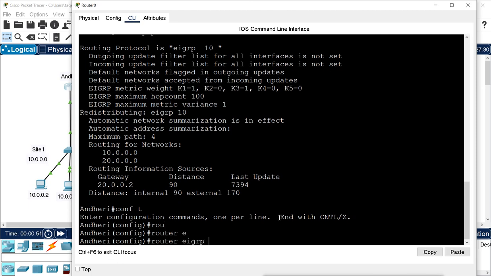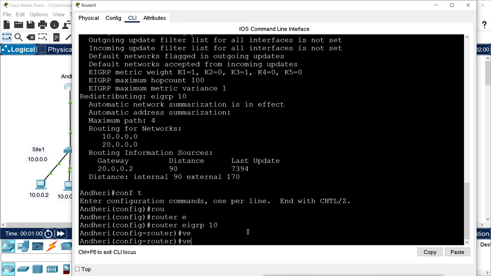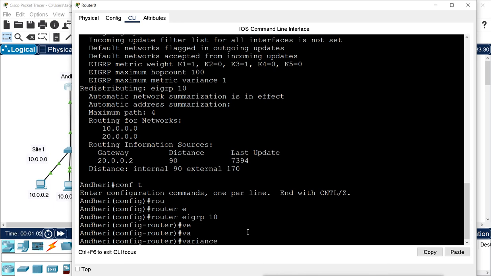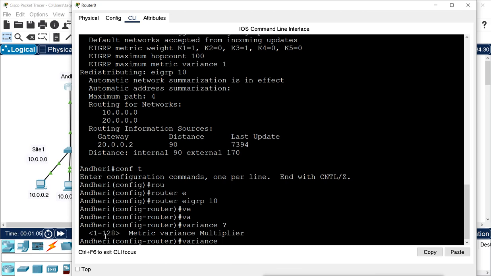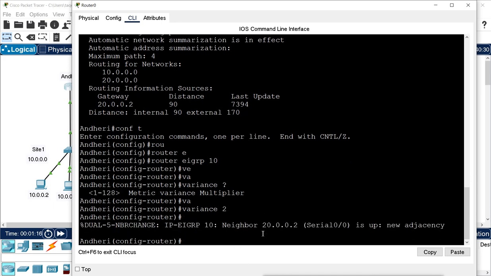Go to the EIGRP configuration, router mode, and then give the command variance. We can give the multiplier from 1 to 128. By default it is 1. Let's say I will give 2. Now it is doing the adjacency and trying to check the paths again. But right now we don't have multiple paths, we have a single path here.